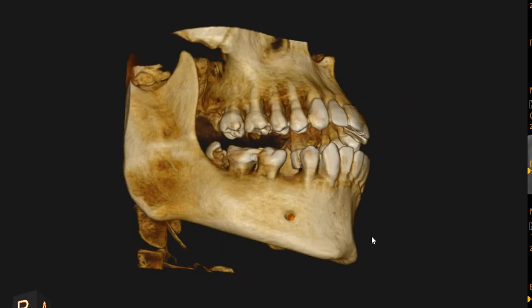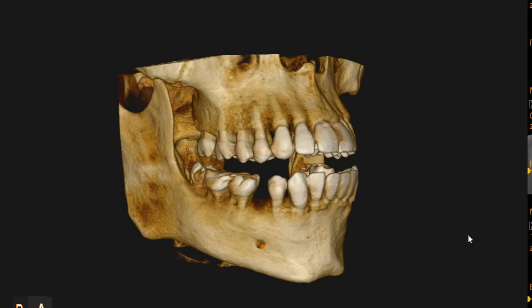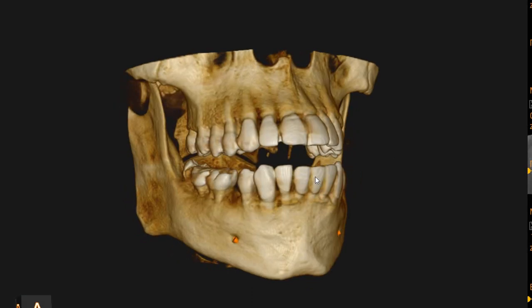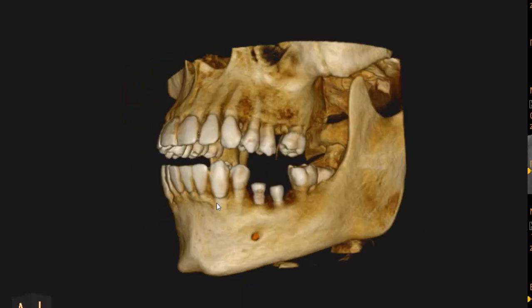So this is the CBCT of the patient that you had requested. The area of interest highlighted to us is the lower right wisdom region and its approximation to the inferior alveolar nerve. We will be talking about both the wisdom teeth and their approximation to the inferior alveolar nerve. Now this is the 3D rendering.